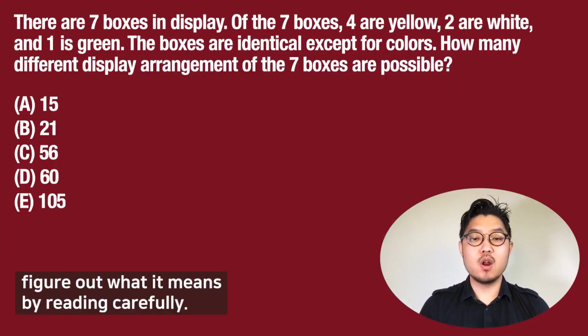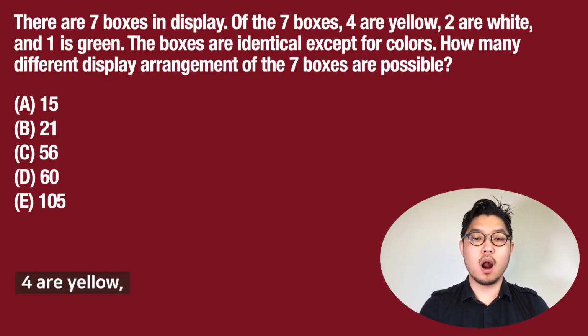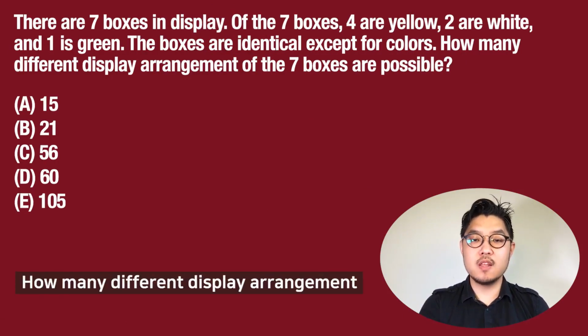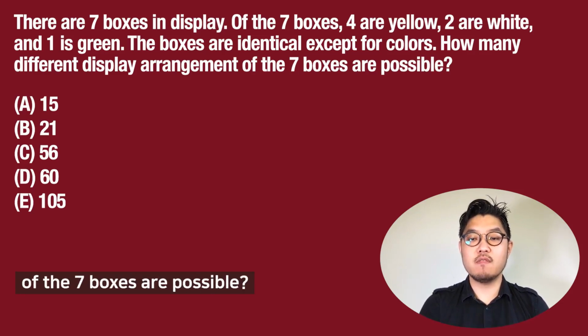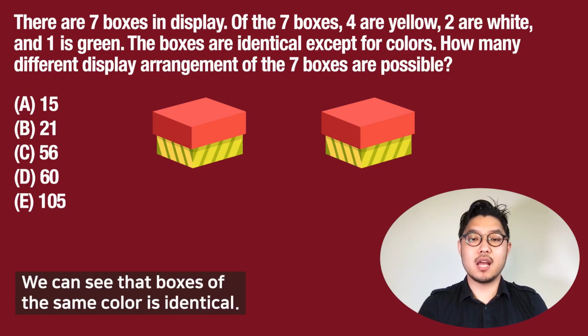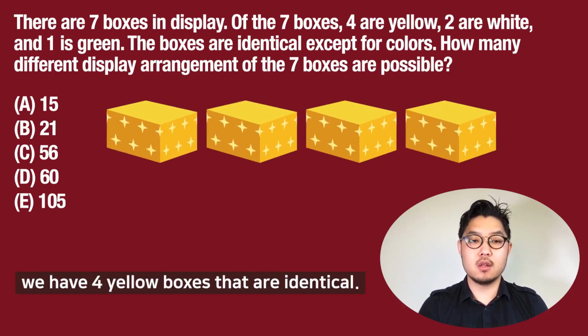In this problem, figure out what it means by reading carefully. There are 7 boxes in this display. Of the 7 boxes, 4 are yellow, 2 are white, and 1 is green. The boxes are identical except for colors. How many different display arrangements of the 7 boxes are possible? We can see that boxes of the same color are identical. For example, we have 4 yellow boxes that are identical.